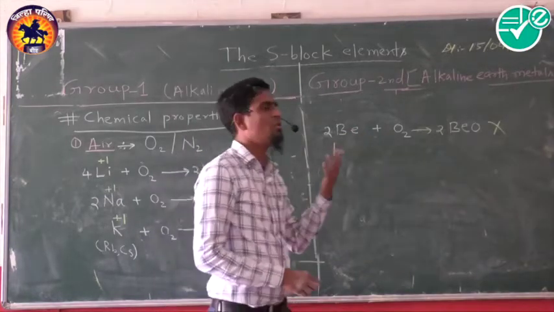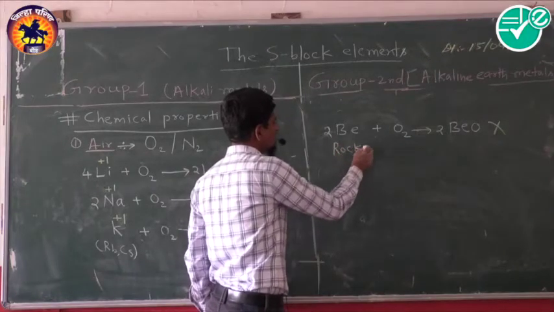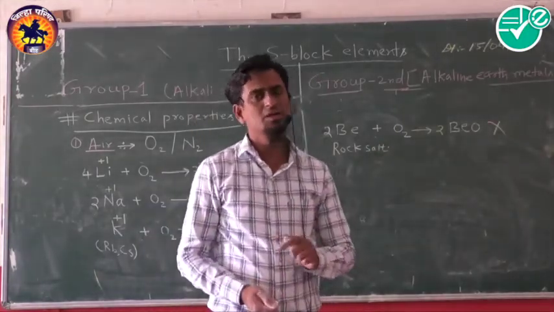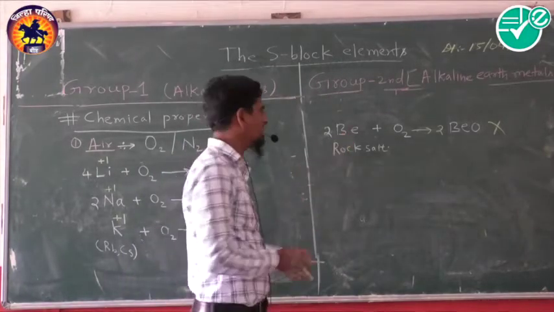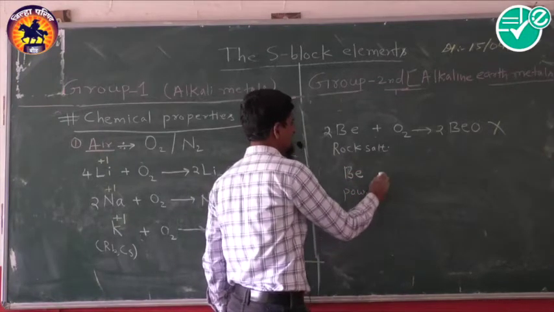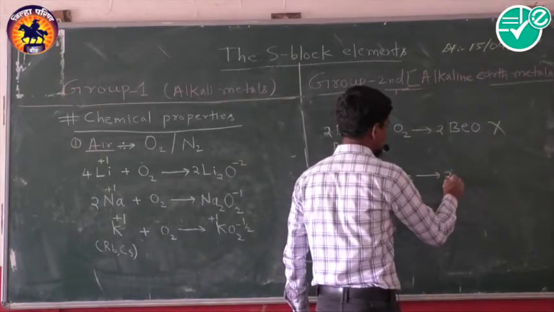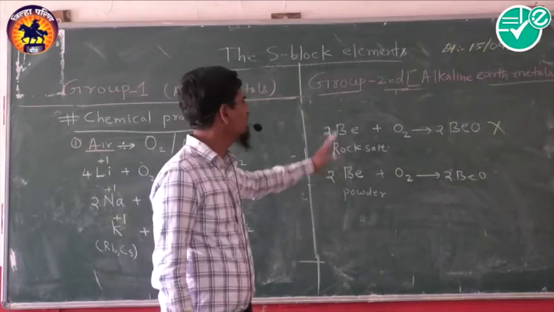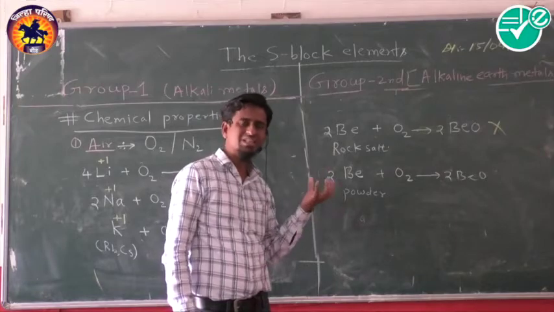what happens? Beryllium oxide will not be formed easily because it has a rock salt structure. So it is very difficult to do that reaction. But if you grind it and make its powder, then this reaction is possible, and it will form beryllium oxide. In the same fashion, other elements also react with oxygen. But this is a special case because beryllium has small size and is less reactive.